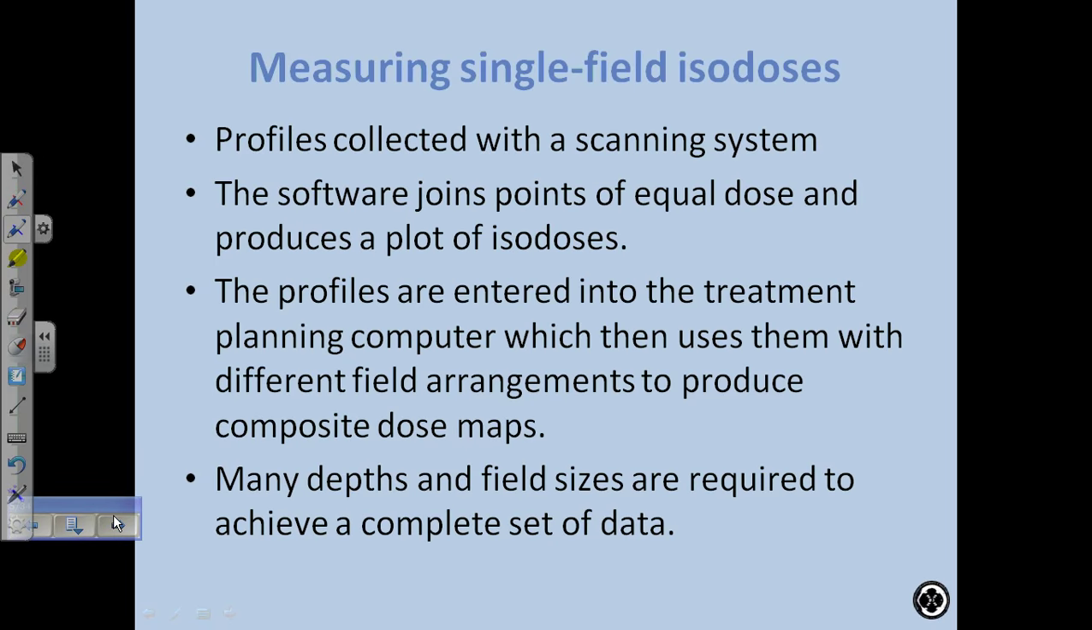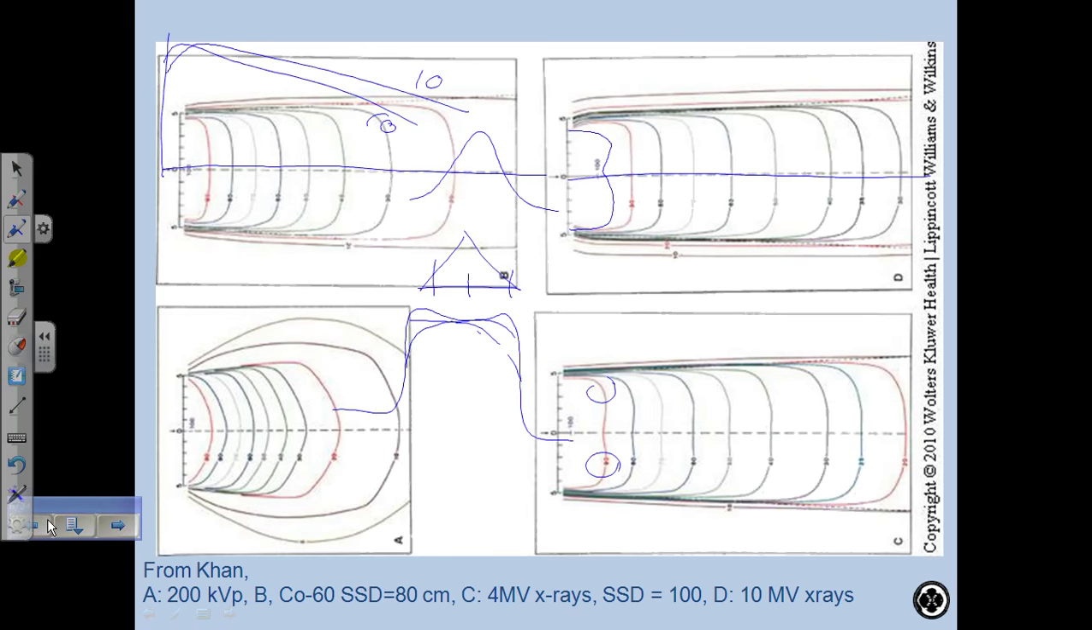So how do we measure these isodoses? Profiles are collected with a scanning system. You guys have seen me do that. The software joins points of equal dose and produces a plot of isodoses. The profiles are entered into the treatment planning computer, which then uses them with different field arrangements to produce composite dose maps. So it takes all these isodose lines and overlays them on top.